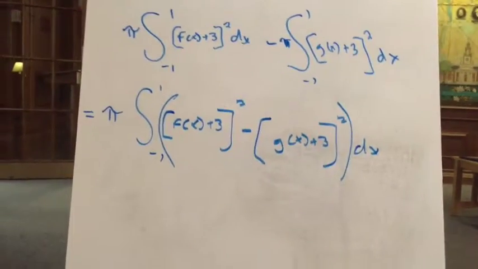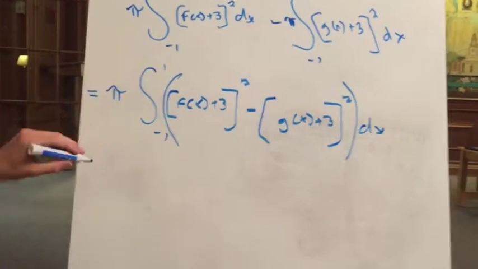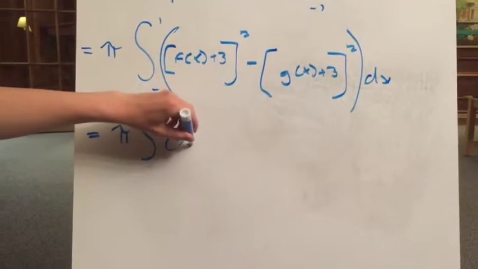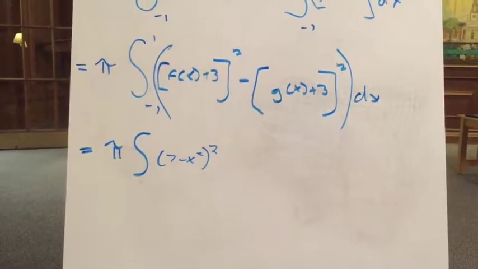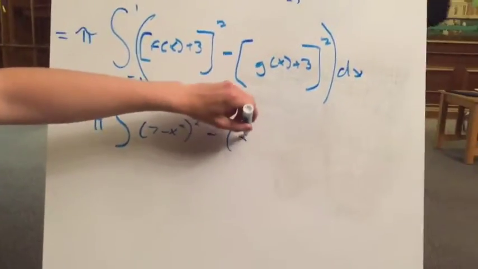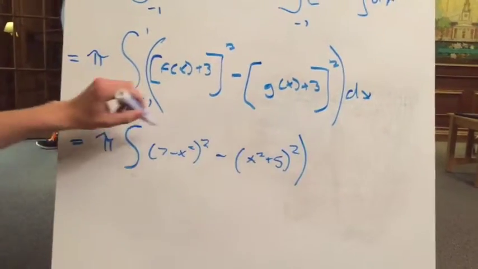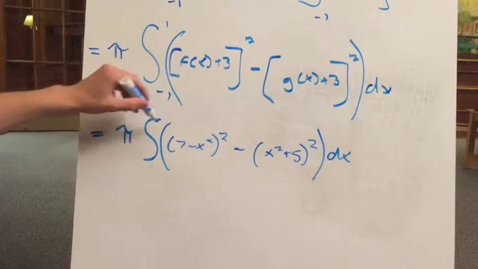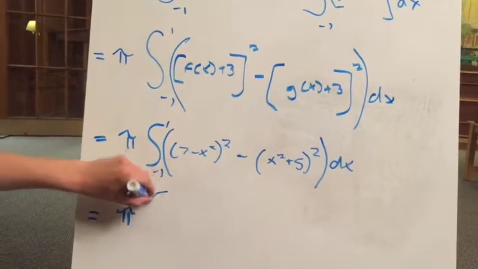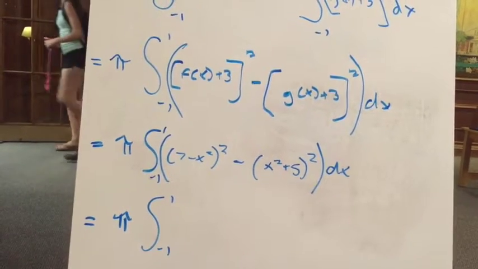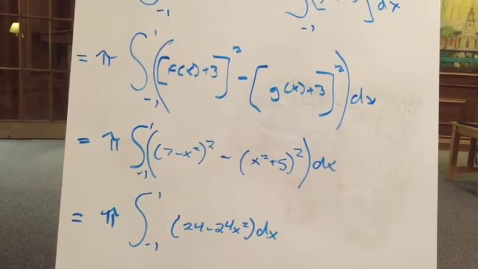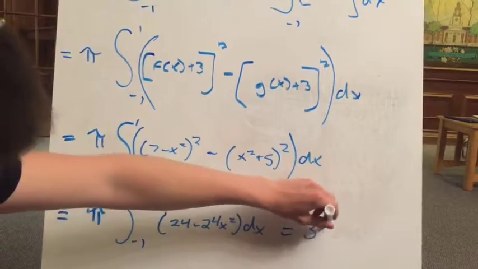We can substitute in the values. We can say that this is equivalent to pi times the integral of 7 minus x squared squared, since we factored in this 3 to the original equation, minus x squared plus 5 squared dx between 1 and negative 1, which then simplifies out to pi times the integral from 1 to negative 1 of 24 minus 24x squared dx, which is equivalent to 32 pi.